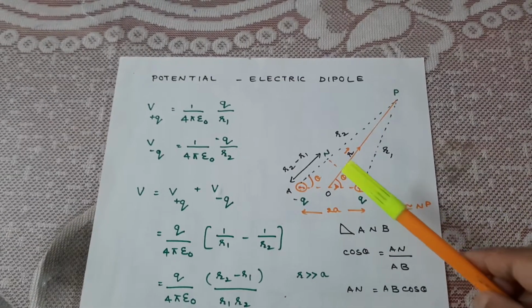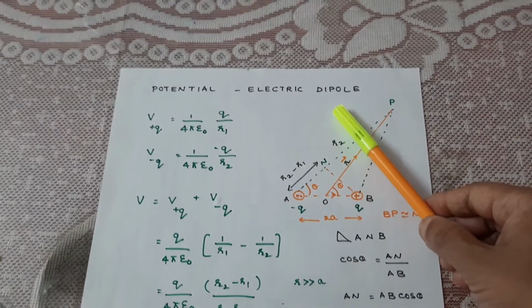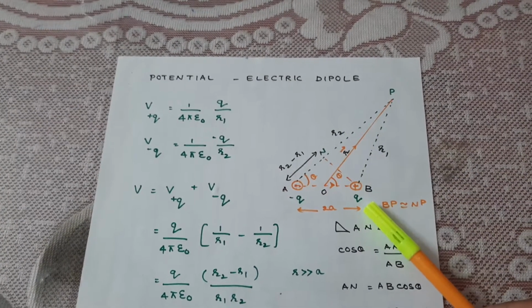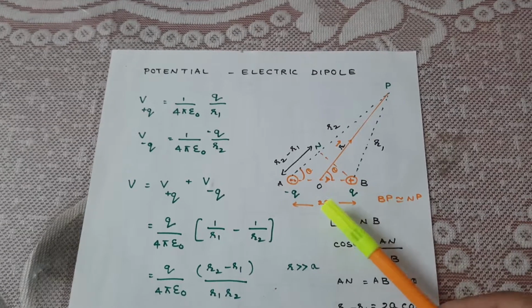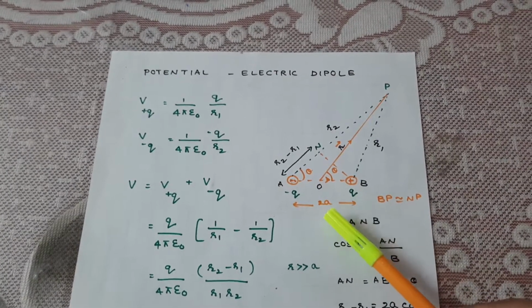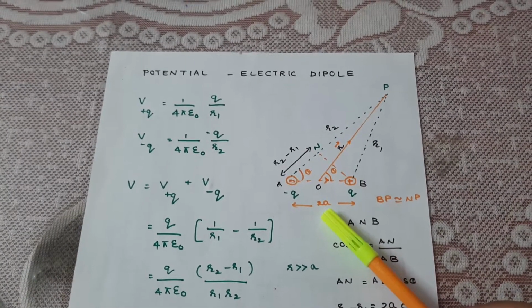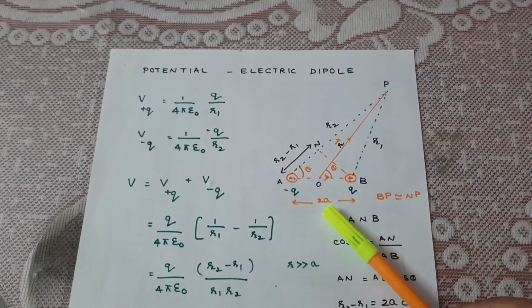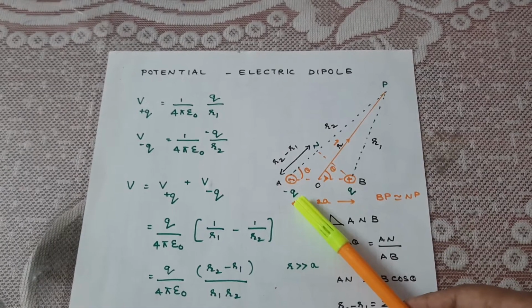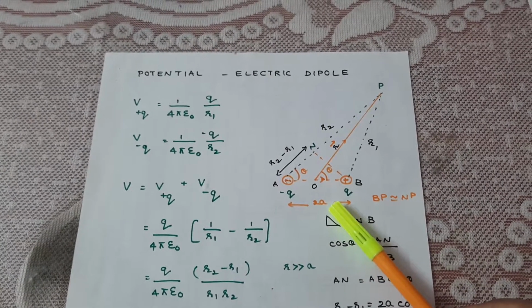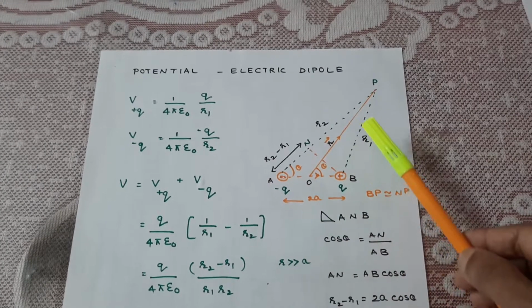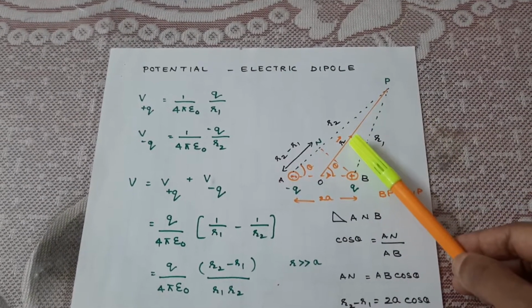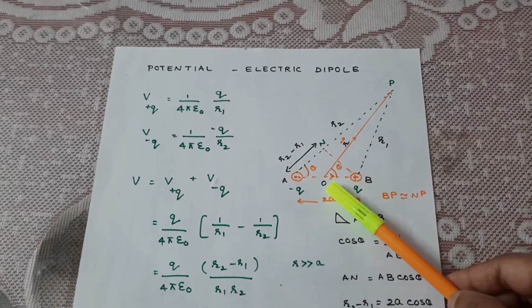In this class, let us learn about the electrostatic potential due to a dipole. An electric dipole consists of equal and opposite charges separated by a distance 2a, the dipole length. It is a vector quantity directed from negative to positive. Let us find the potential at a point P at a distance r from the center of the dipole.